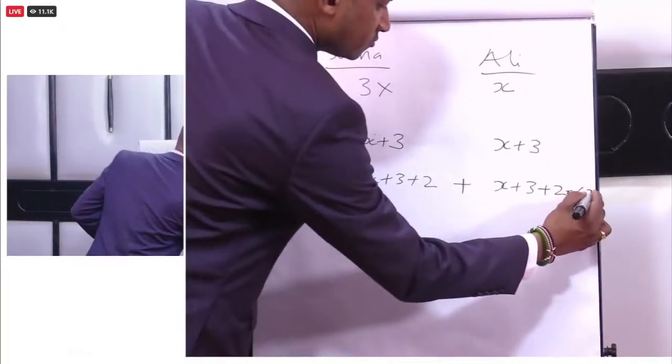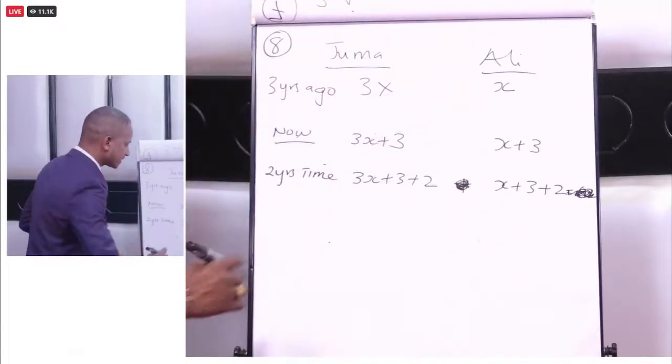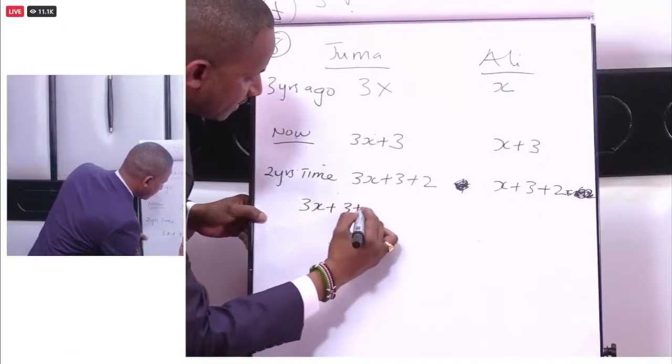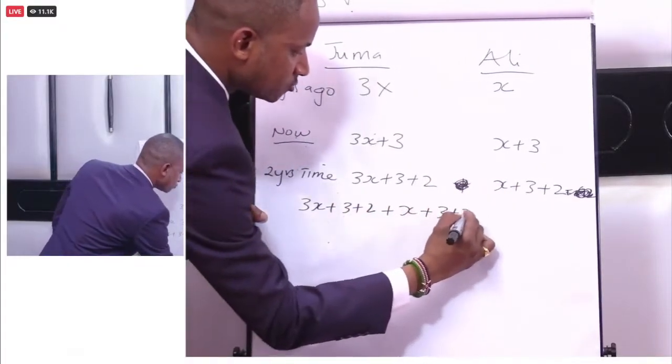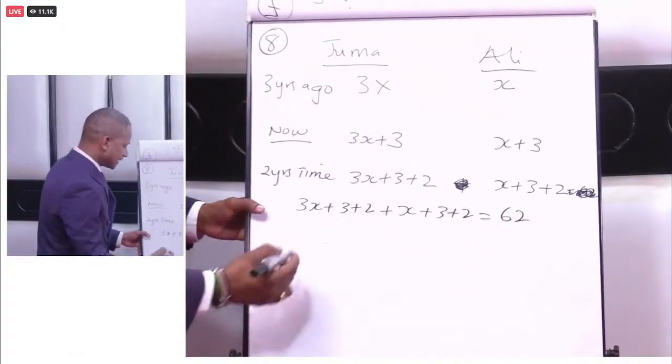Let me just remove here to be neat. Let's leave it at that. So you come to the next. The sum of their ages, which is 3x plus 3 plus 2 plus x plus 3 plus 2, equals 62. Collect the like terms.